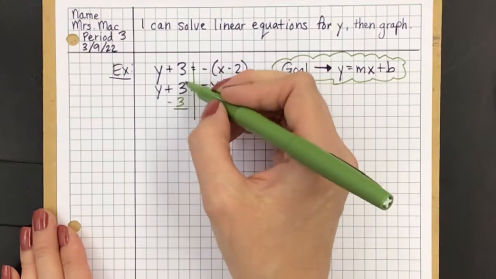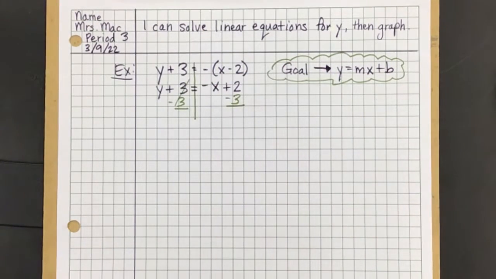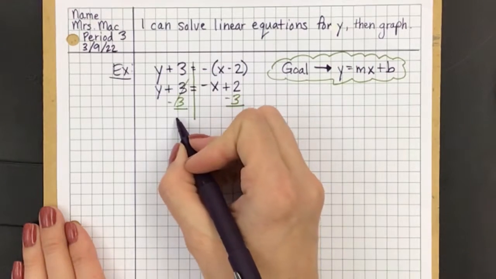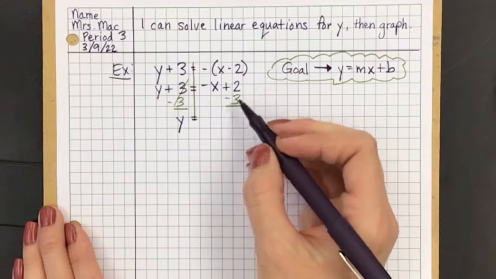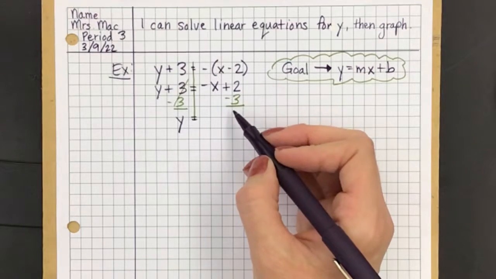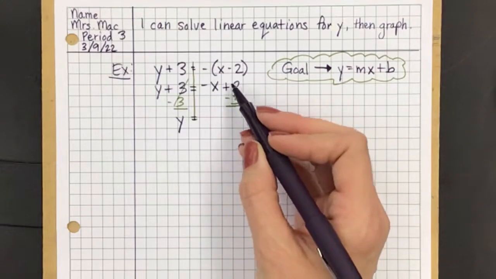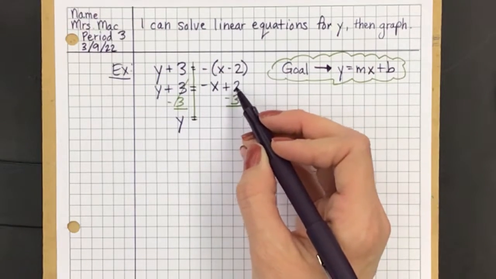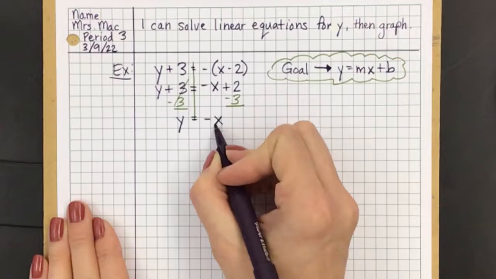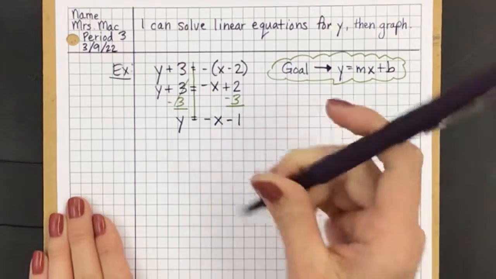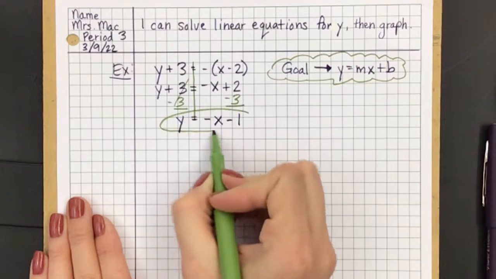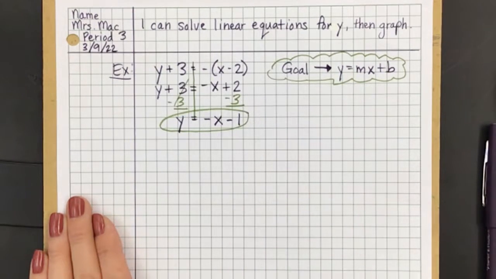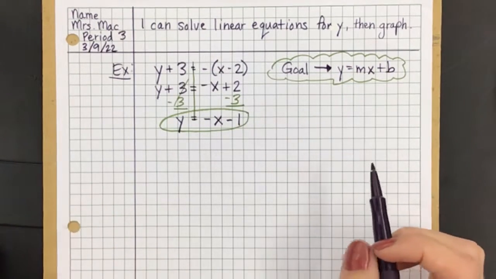Okay, so 3 minus 3, that cancels out. And you're left with y, which is our goal, equals. Now notice how I strategically subtracted 3 from the constant 2 here, because we can't combine it with the x, because they're not considered like terms. Okay, so now I end up with this equation, y is equal to negative x minus 1.